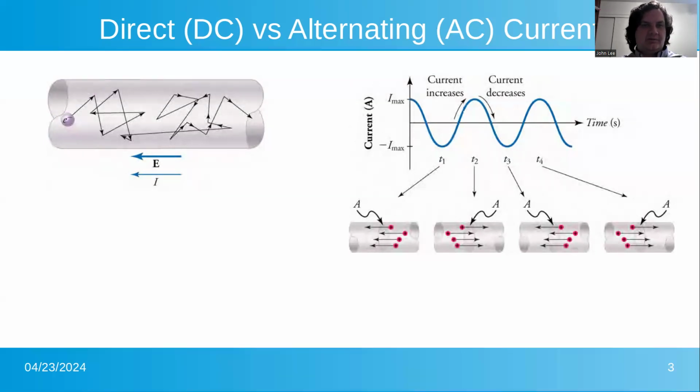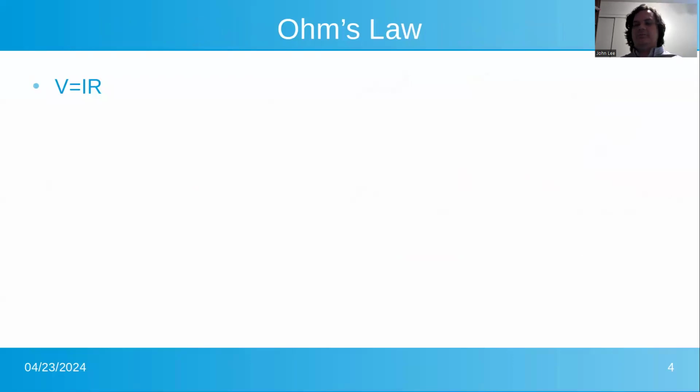So going forward, we have Ohm's law, which is V equals IR, where voltage is equal to the current I times the resistance, which is measured in ohms. So current times ohms is equal to voltage.